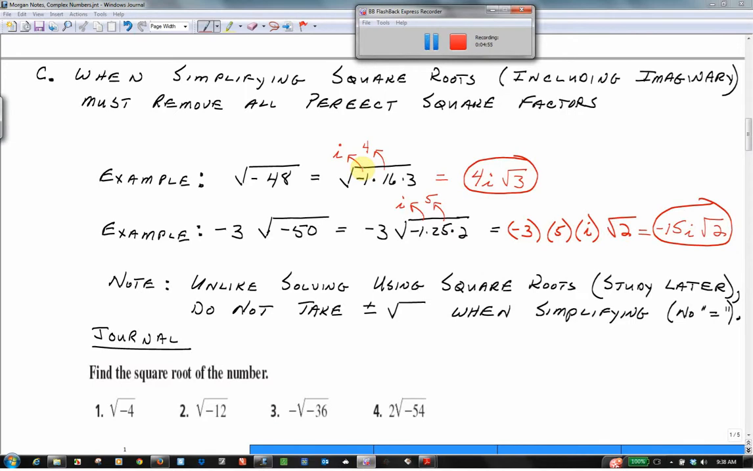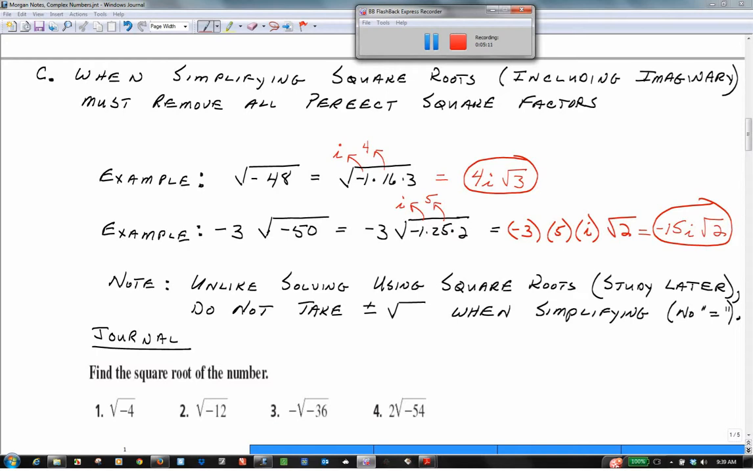Right, in this part, what we're going to do is simplify some square roots that will have some imaginary numbers. And remember, when you simplify a square root, you have to get all perfect squares and all imaginary parts out.